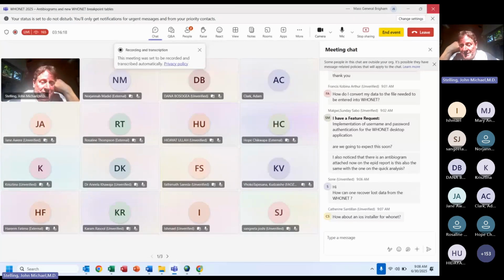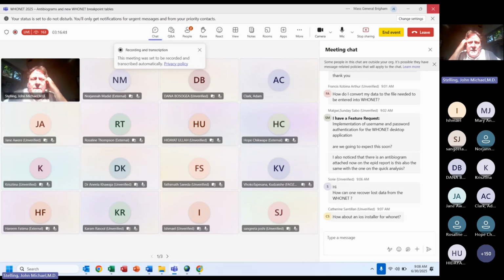Okay, how can one recover lost data from WHONET? It depends on the reason. If it's a virus, a theft, damaged computer, we can't fix that. It's just like any document. So the first thing, before I talk about protection, is make sure for any important file, WHONET, Word, Excel, PowerPoint, anything important, have a backup strategy. Because things get lost and damaged, and we can't help with that.